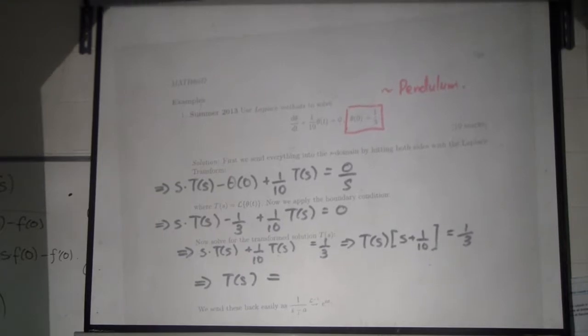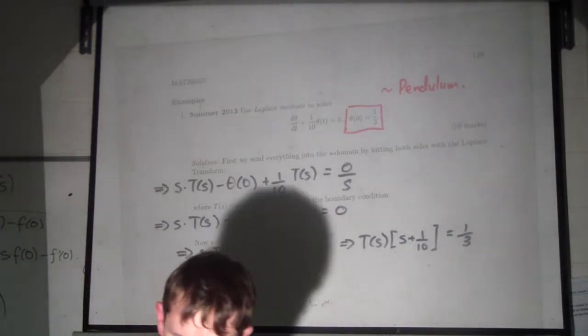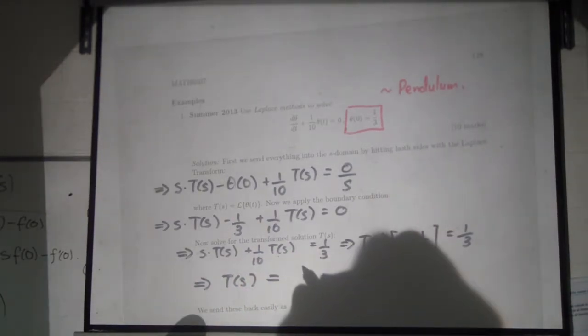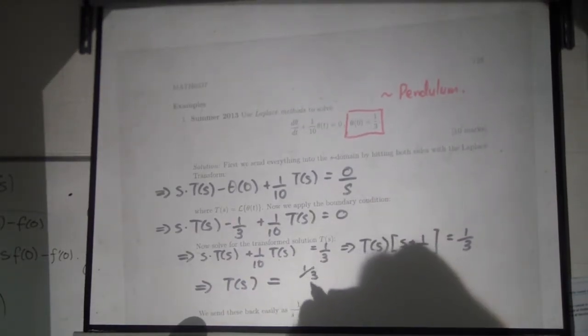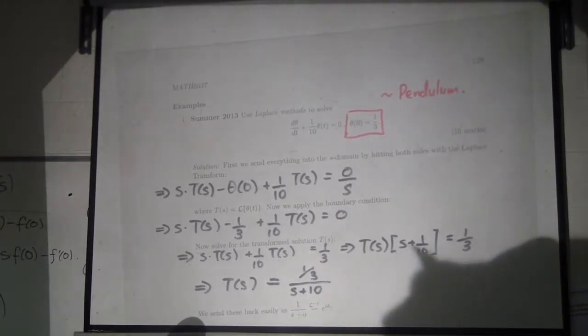Now you might say, why are you doing that? What are we going to do if we're solving this for x? How do you get rid of that 7? Divide both sides by 7. So how are we going to get rid of this? Divide both sides by S plus 1/10. So we'll end up with 1/3 divided by S plus 1/10.